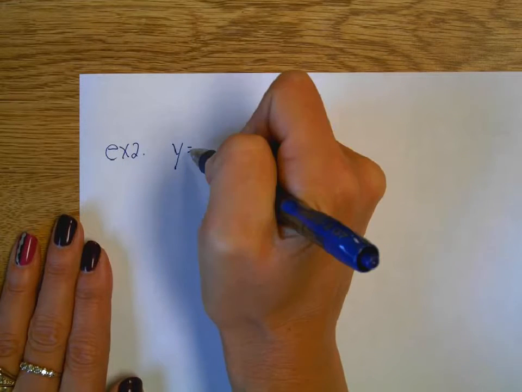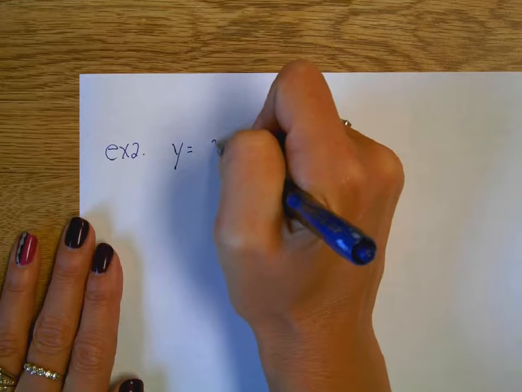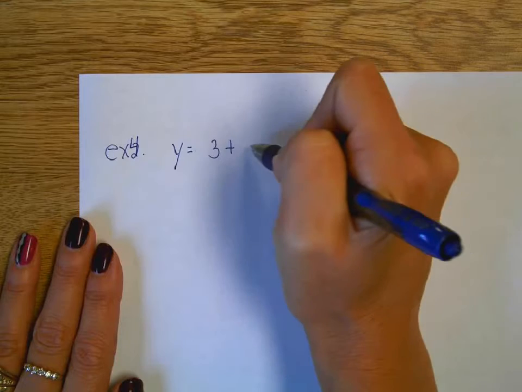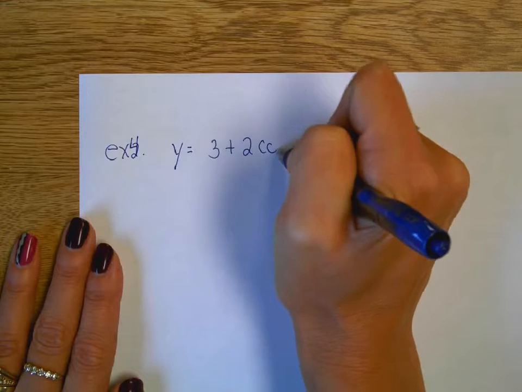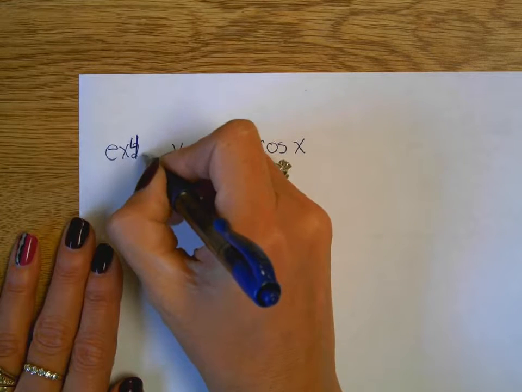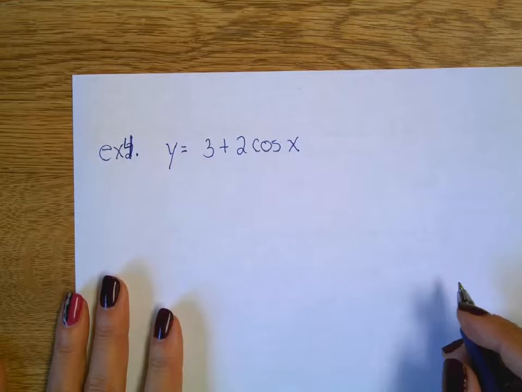So let's try this. Y equals 3 plus 2 cosine x. And you should get in the habit of writing down amplitude, period, vertical shift. Because I don't have a worksheet today either. Well, actually, I do have part of a worksheet.